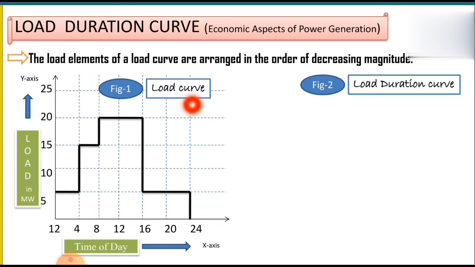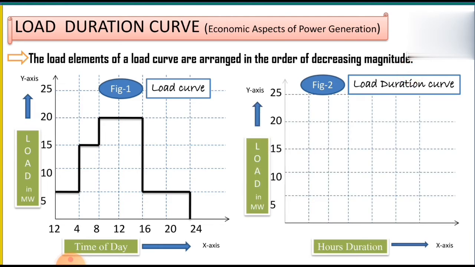We have to represent the load duration curve from this load curve. According to the definition of load duration curve, the load elements of the load curve are arranged in the order of decreasing magnitude. So, the maximum load is represented to the left and the decreasing loads are represented to the right in the decreasing order.